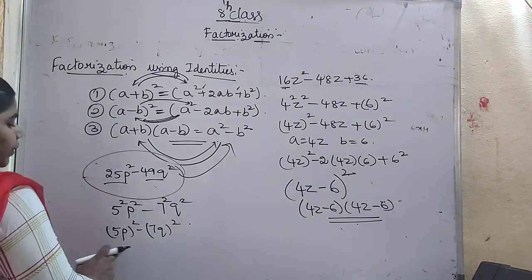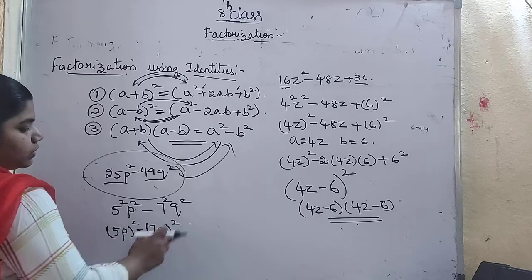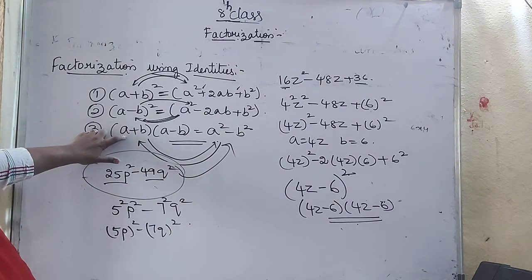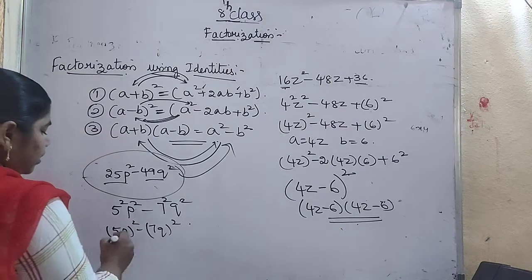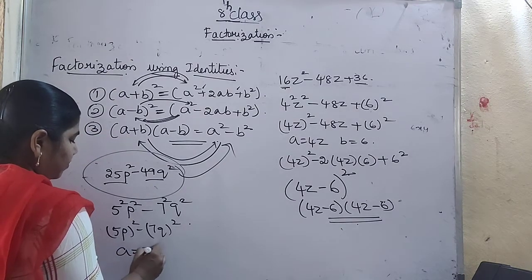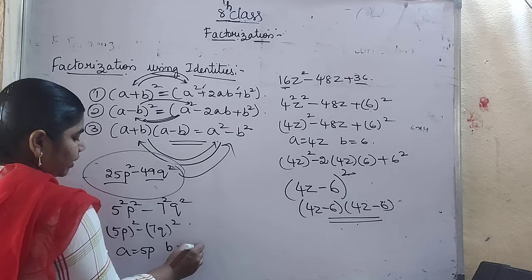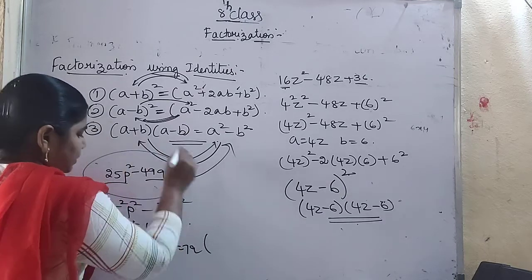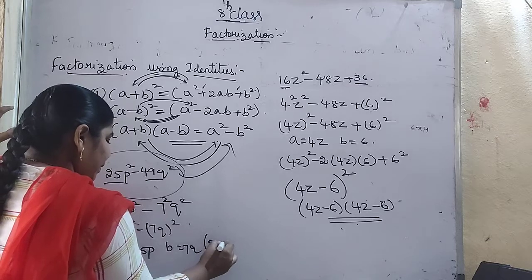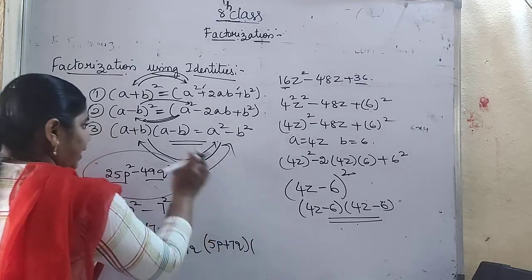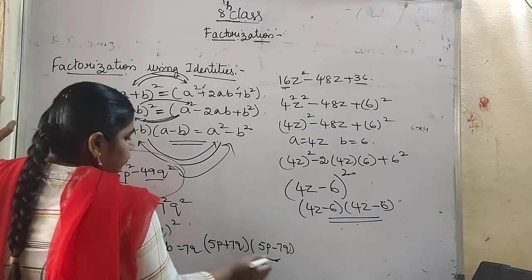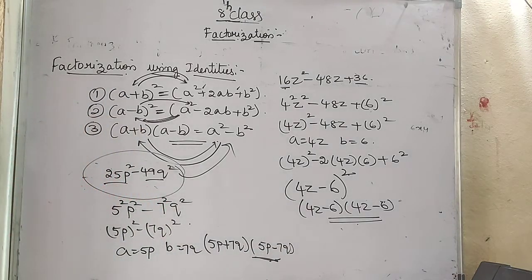Now it has been converted to a square minus b square. The a square minus b square formula is what? A plus b into a minus b. Here a value is 5p, b value is 7q. Now we can write a plus b, that is nothing but 5p plus 7q, and a minus b is 5p minus 7q. So this is the example problem for the third identity.